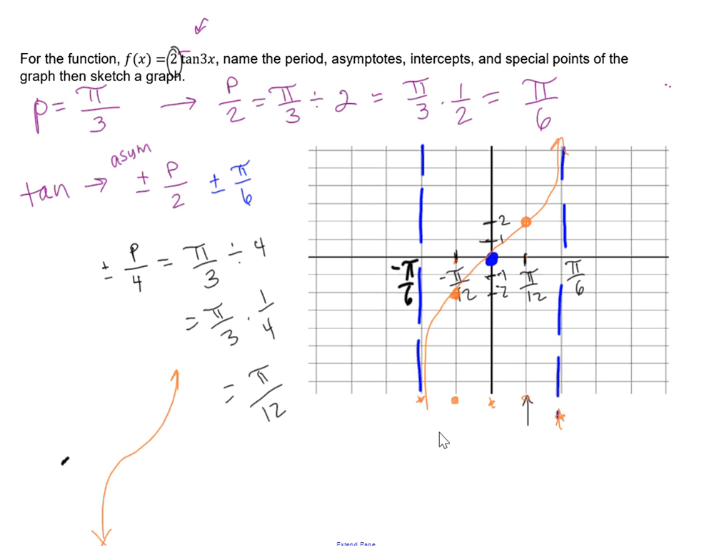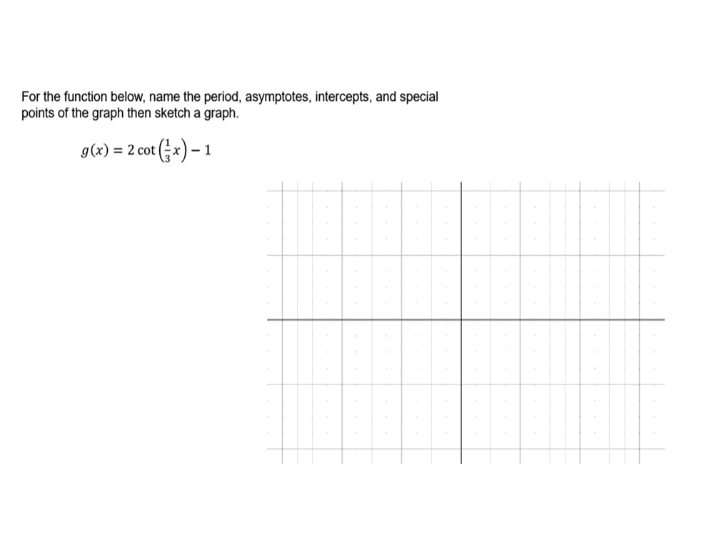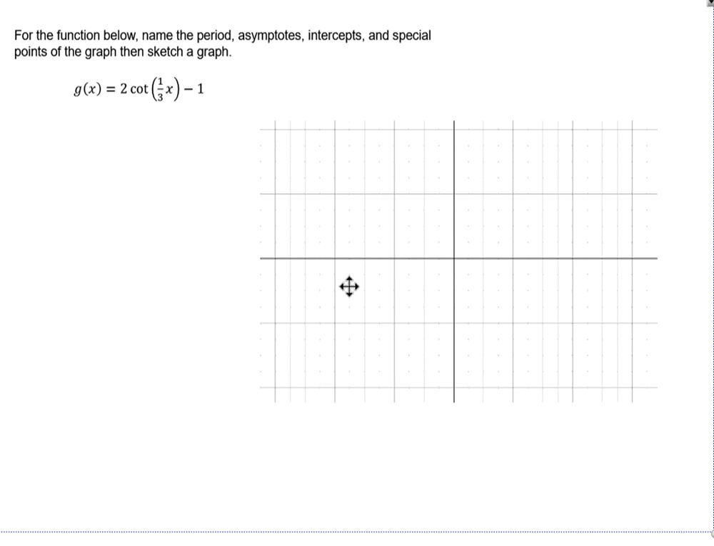I didn't name all the pieces, but they're there. Let's try one with a shift. So this one has a vertical shift. It's been moved up. Now, I'm going to pause.